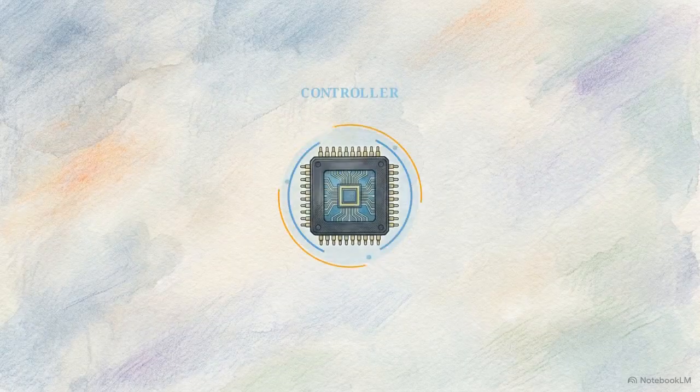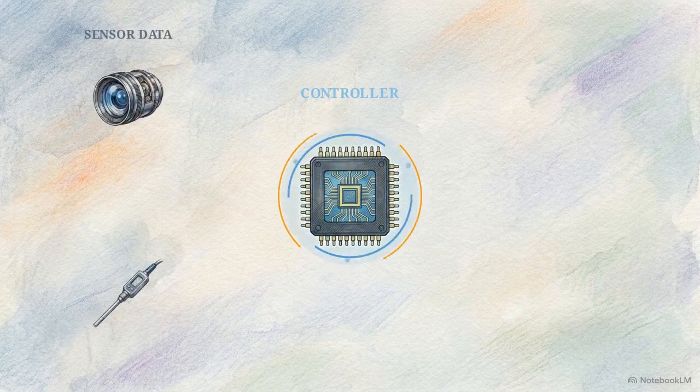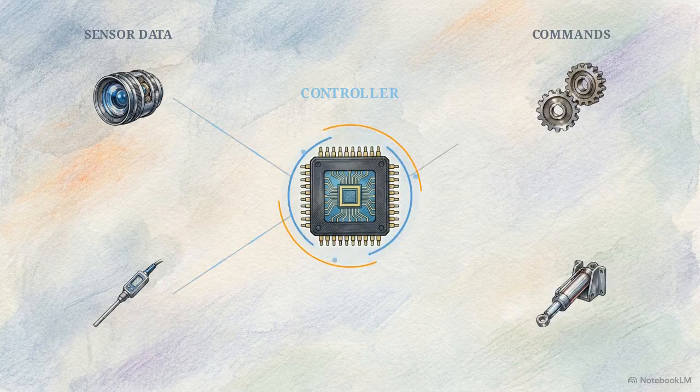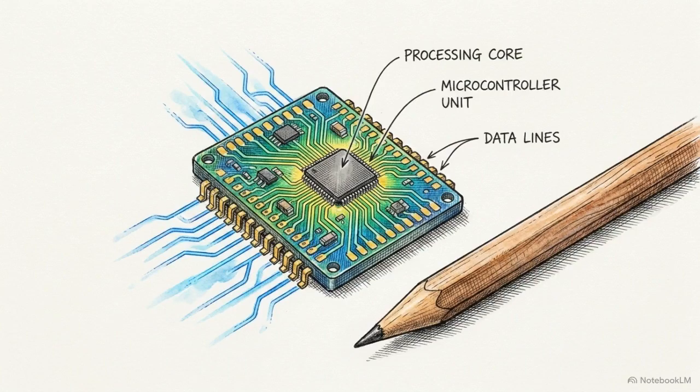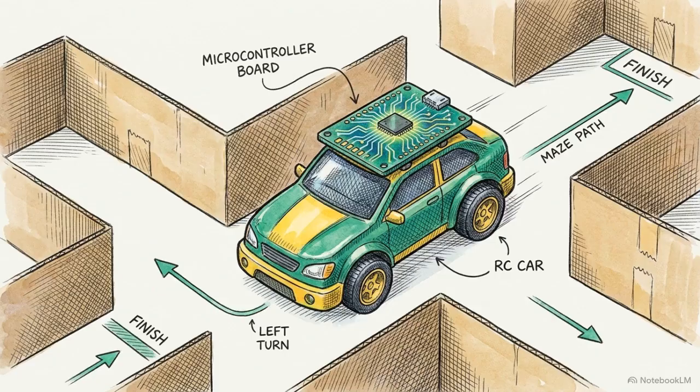This visualization maps the central controller. It is the processing brain perfectly positioned between the incoming stream of sensor data on the left and the outgoing mechanical commands on the right. The simplest version of this hardware is a microcontroller. These compact devices provide foundational data processing, suited for basic automated systems or remote-controlled vehicles.